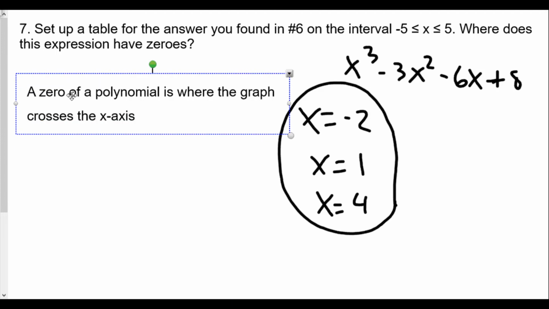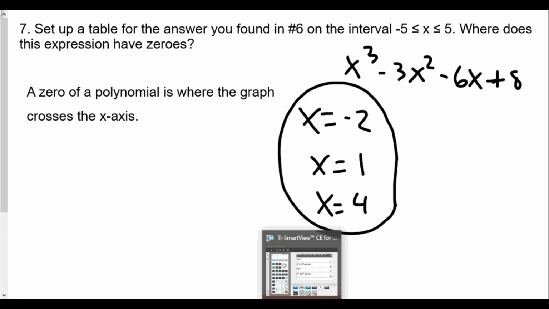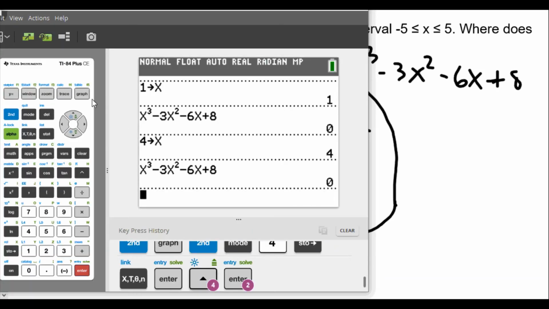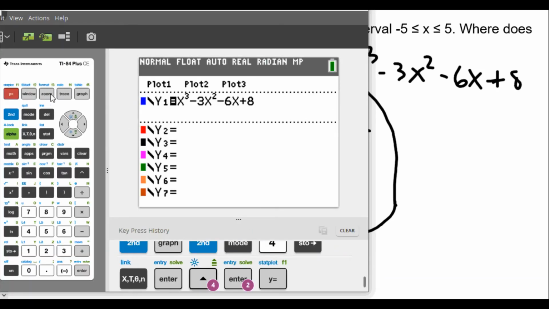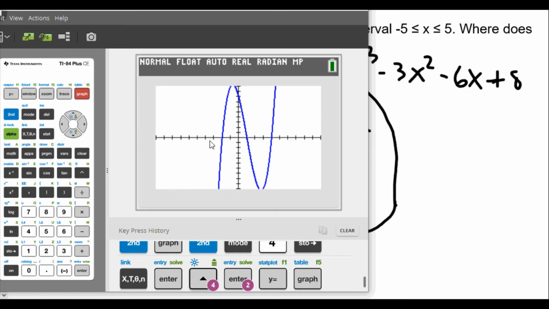Now, the great thing about the graphing calculator is that it actually graphs as well. We have this already set up for us. Let's take a look. We have y equals the expression. We're going to graph, and that was really quick. Notice where the graph crosses the x-axis: at x equals -2, x equals 1, and x equals 4. So three places, three roots.